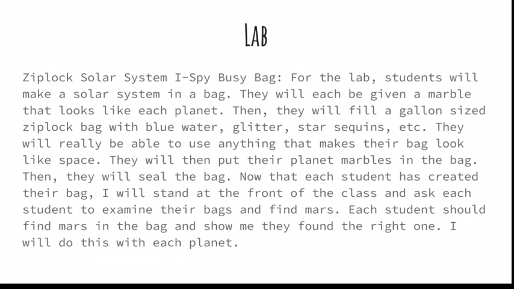And so now that each student has created their bag, I will go to the front of the class and I will say, okay, I want you to look at your bag and find Mars. And so then each student is going to have to look through their solar system bag, obviously not opening the bag, but looking at it through the bag and try and find Mars. And then when they find it, they have to hold up their bag and say, oh, I found Mars. And then I'll go around and make sure that everybody's identified Mars correctly based on what it looks like. And I will do this with every single planet, and it should be a fun activity for the students to do.